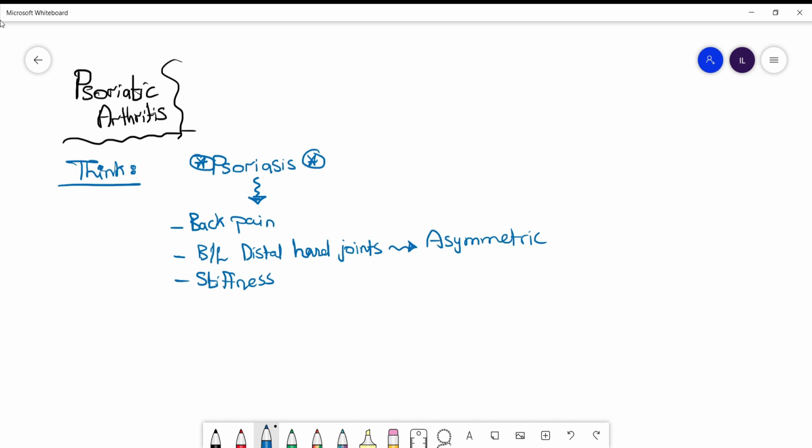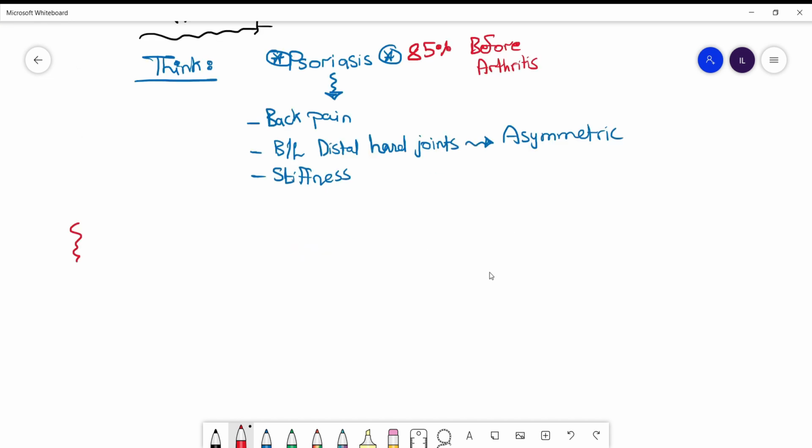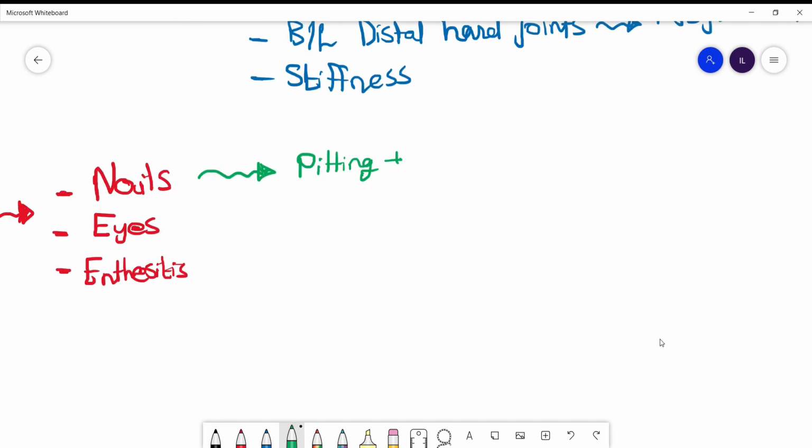Now, psoriasis is important, and it can present around 85% of the time before the arthritis starts. You want to examine the patient, check their nails, if they have any pitting or onycholysis, and you want to ask them about their eyes, if they have any uveitis symptoms, which include photophobia, blurry vision, and as well if they have any conjunctivitis.